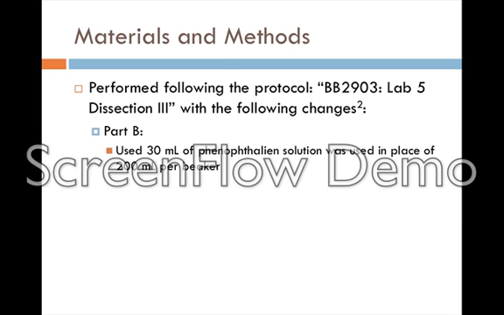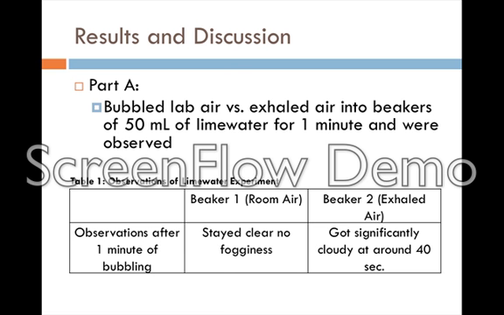We performed the protocol listed in BB 2903 Lab 5 Dissection 3 procedure. The only exception was in Part B. 30 milliliters of phenolphthalein solution was used in place of 200 milliliters per beaker. For Part A, 2 beakers filled with 50 milliliters of lime water were prepared. Air from the lab was bubbled through the beaker for 1 minute using a pipette pump. Exhaled air was bubbled through the remaining beaker for 1 minute using a straw. Observations were recorded in the table below.